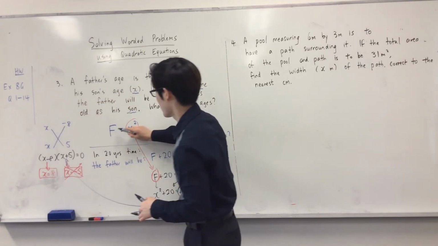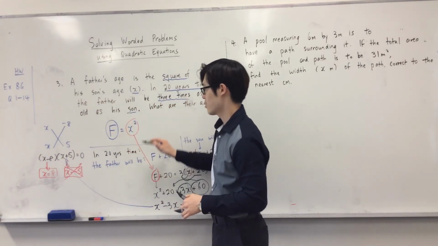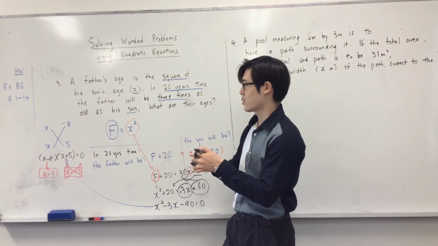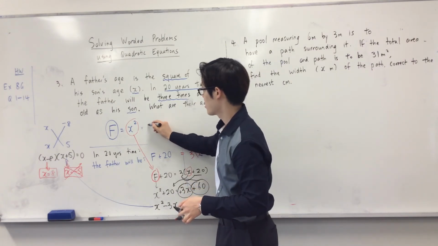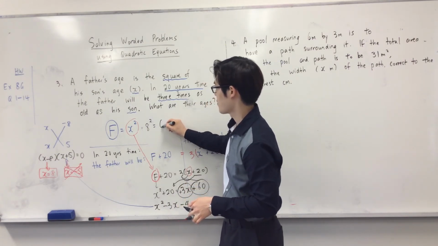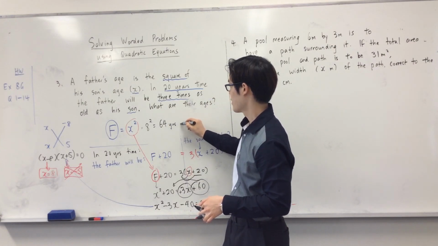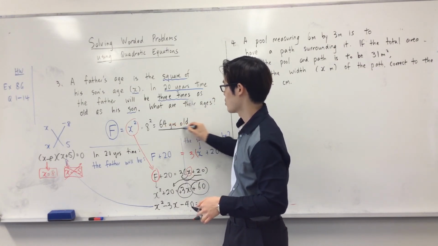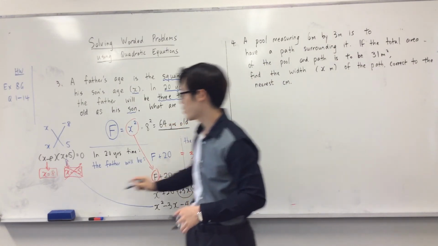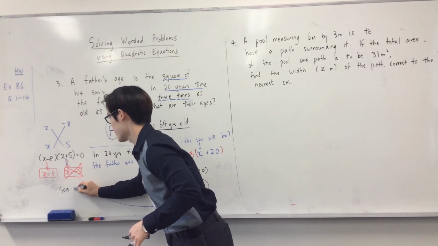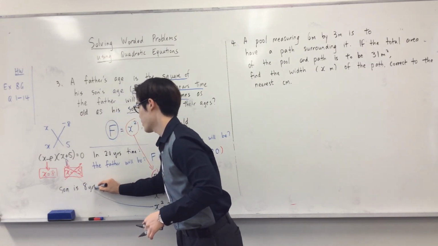That means the father is 8 squared years old, which is, so the father is 64 years old. Okay, so this is how you do this problem. The father is 64 years old, the son is 8 years old. Very tricky problem.